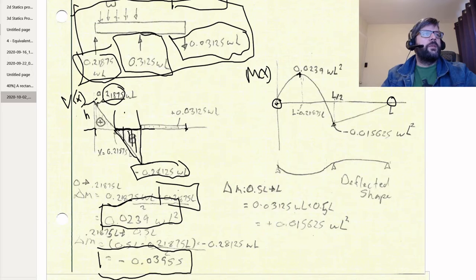This distance, this gap here, that's going to be equal to 0.03955. Sorry, WL squared. I forgot to add the WL squared. My bad.